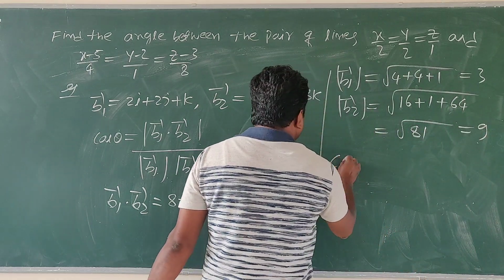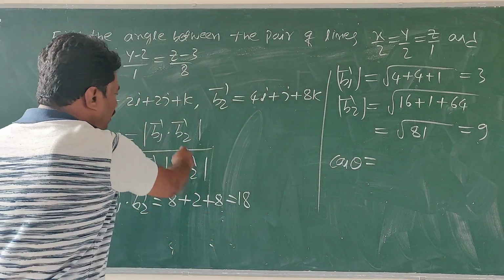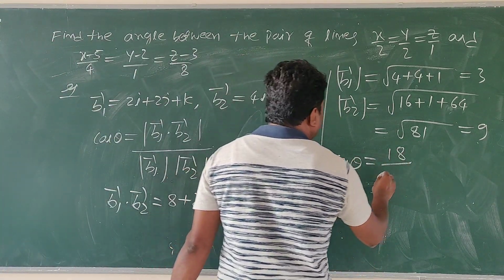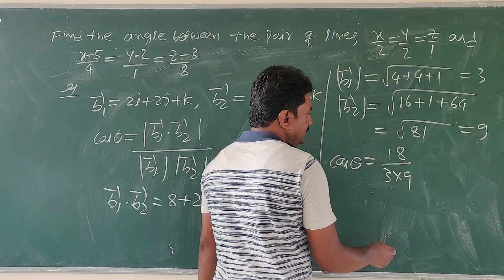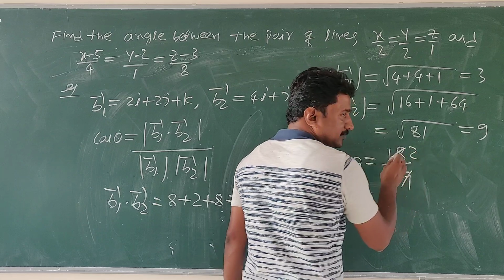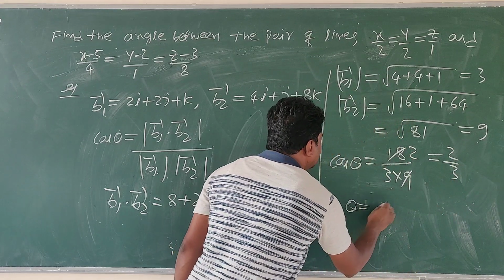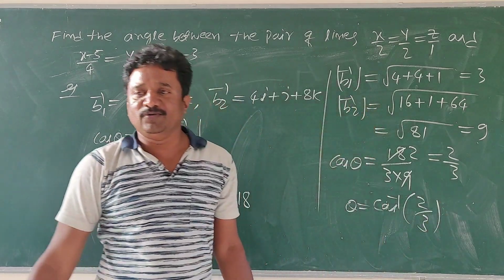Substitute in that cos theta. How much is b1 dot b2? 18. Mod 18 means 18 only. So b1 is 3, b2 is 9, so you can divide, 9 2s are 18. So how much is it? 2 by 3. Theta is equal to cos inverse 2 by 3. This is the angle between two lines.